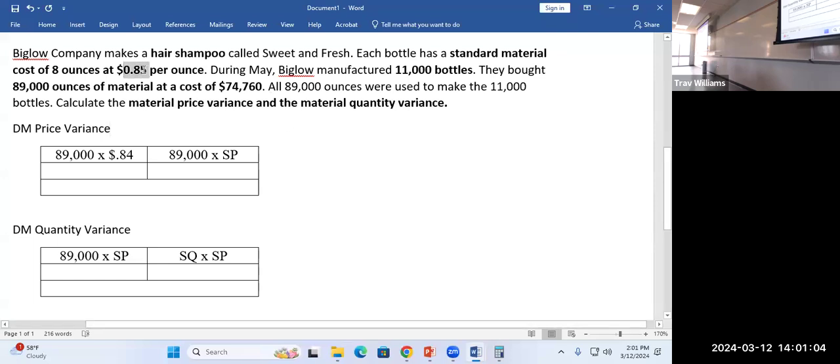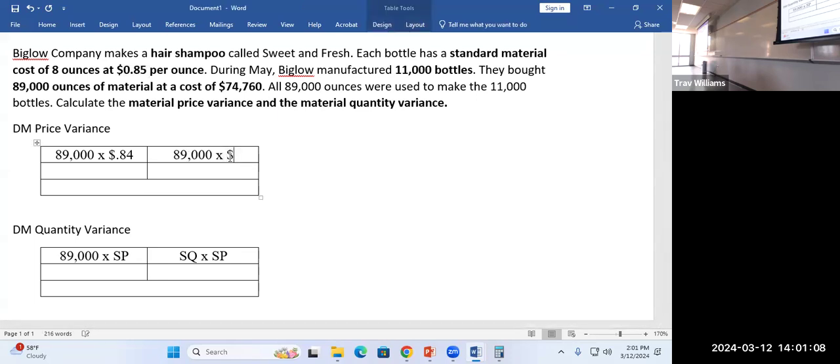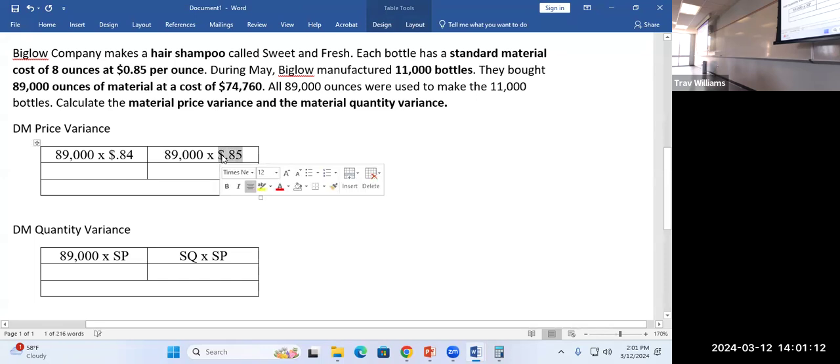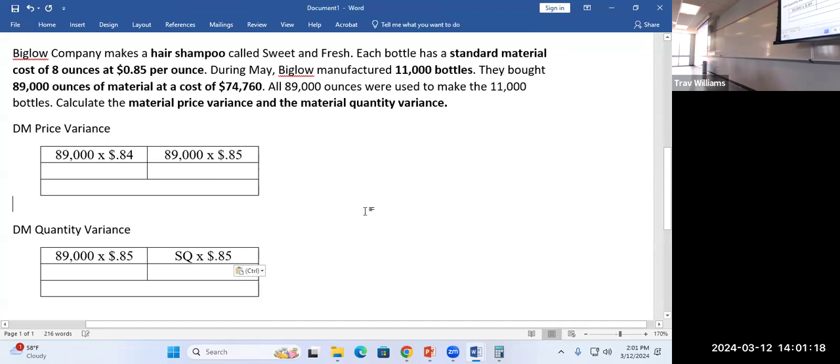85 cents. That they did give us. Okay, and again, there are 3 places we can put that. So that 85 cents goes there, it goes there, and it goes there. If there's one thing left that we need, what is that? Exactly, Audrey's right, standard quantity.